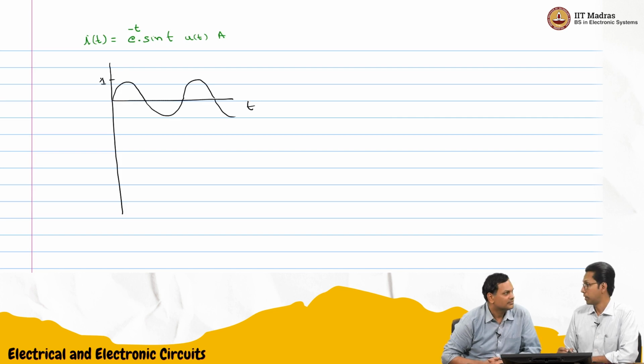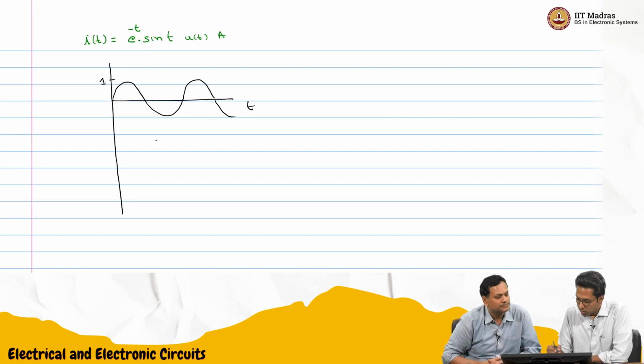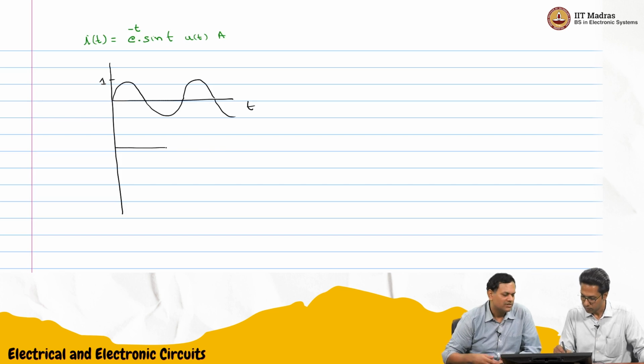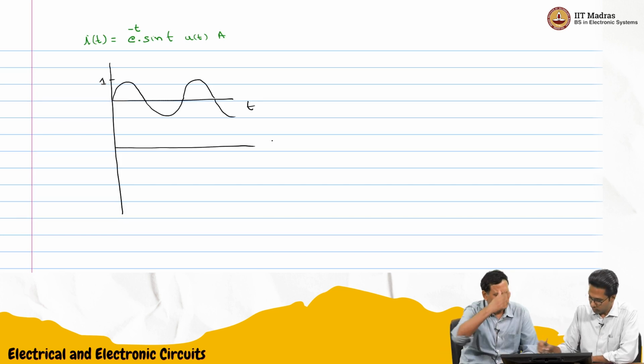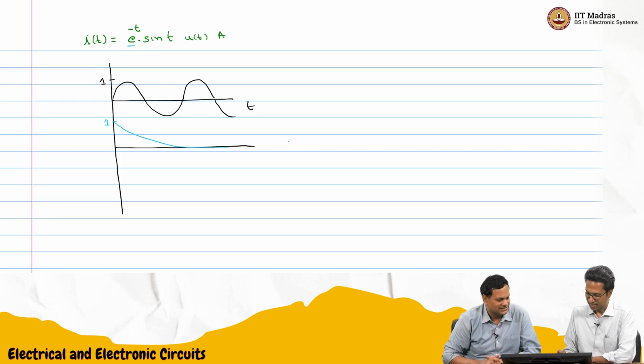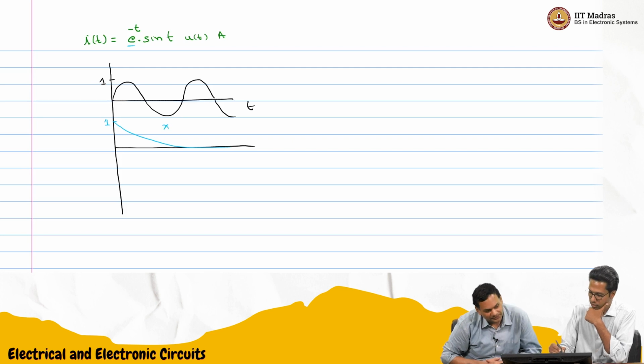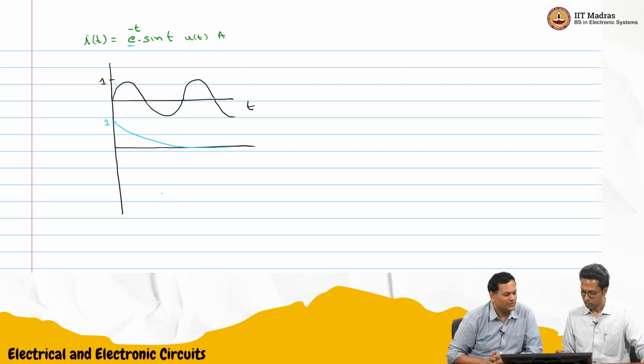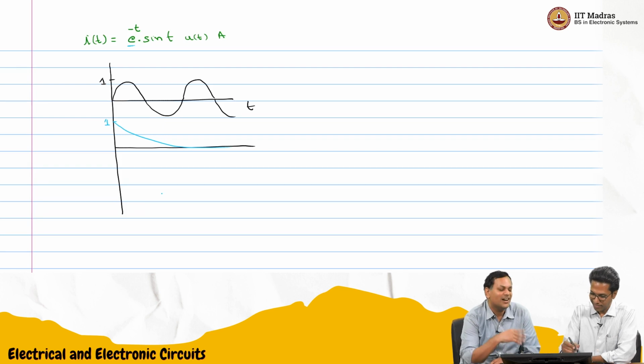The amplitude is 1. For e power minus at, at t equal to 0 it will be 1, and at t equal to infinity it is 0. So it will be exponentially decaying, again from 1. Not very accurate, but it will be something like that. Then we are multiplying these two signals. We can draw an approximate one; we can never get an exact one.